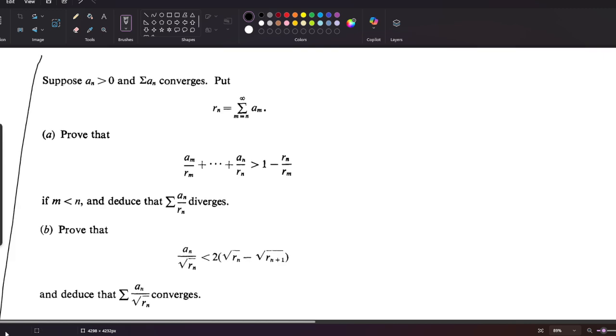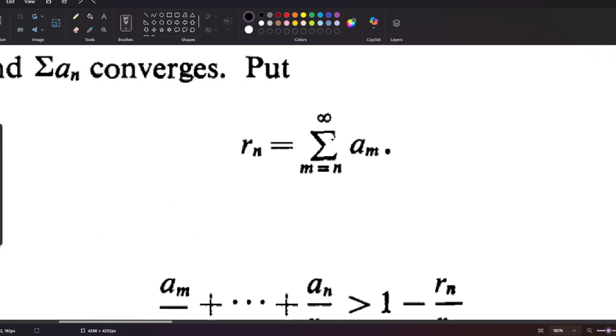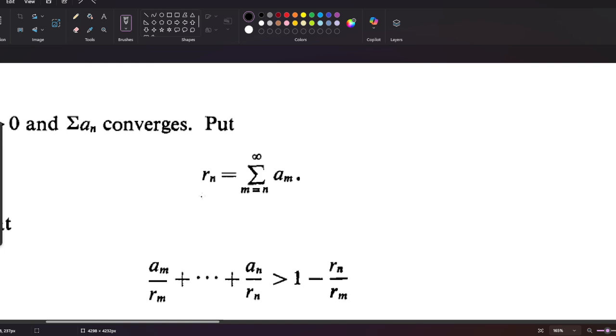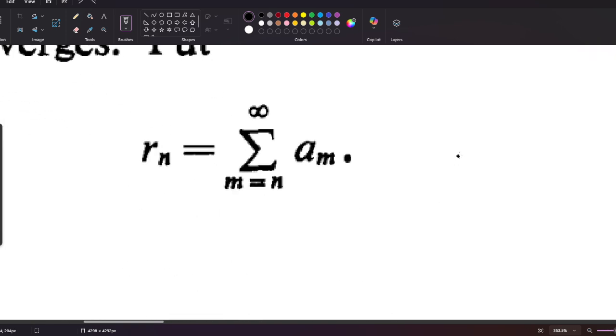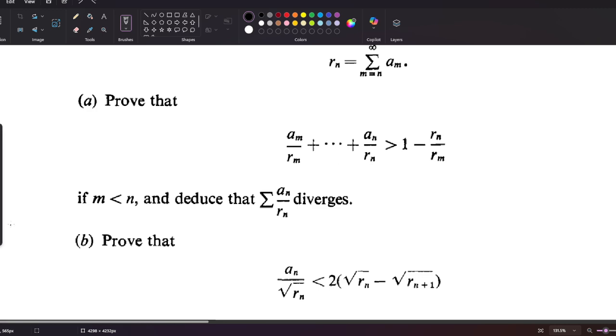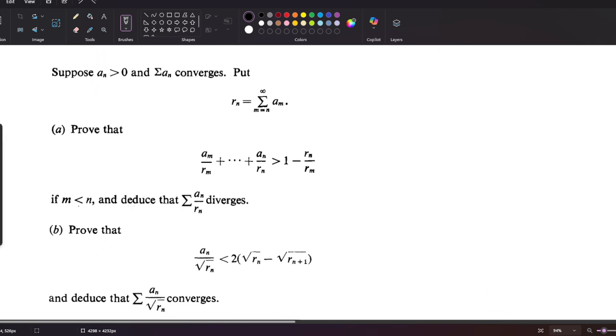Alright, today we have this problem. So we have a sequence a_n that is non-negative for all terms, and we have a series that converges using it. We have this sequence of series, which is essentially just the truncated series of a_n. We have to prove this inequality, and then using it we have to prove that the series diverges.